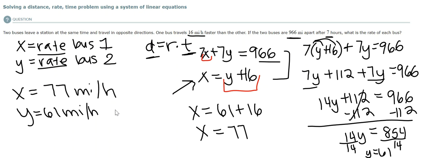And if you want, you can check your answers here. If we do 7 times 77 plus 7 times 61, I'm going to get 966, so I know that works. And we also just checked this one: 61 plus 16 is 77, so we know that these are the correct numbers.